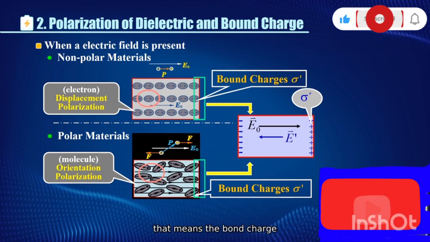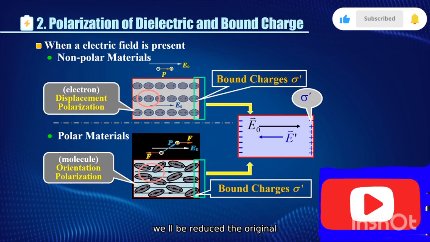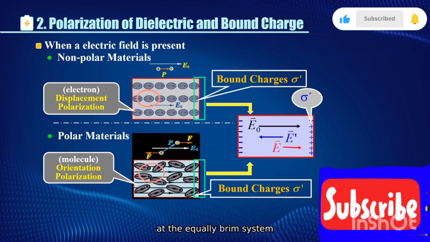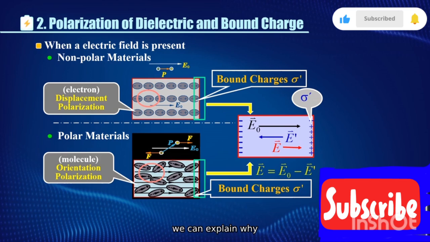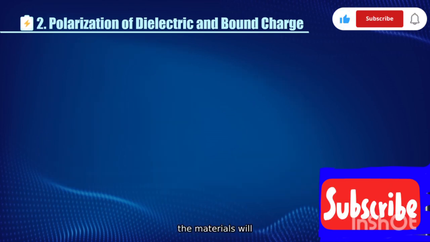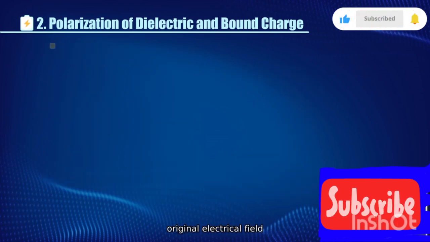That means the original E0 will be reduced. Then at the equilibrium of the system, you will get the final electric field, which is the superposition of E0 and E prime, and E prime and E0 have opposite directions. In that sense, we can explain why the materials reduce the original electric field.